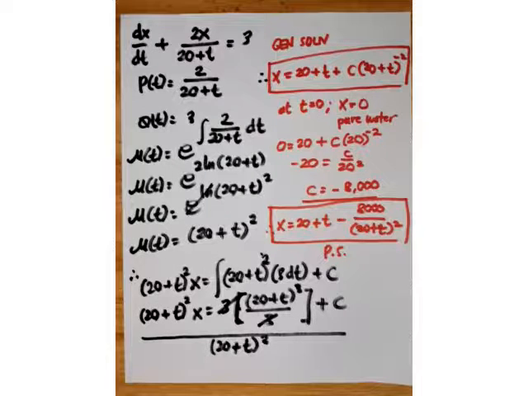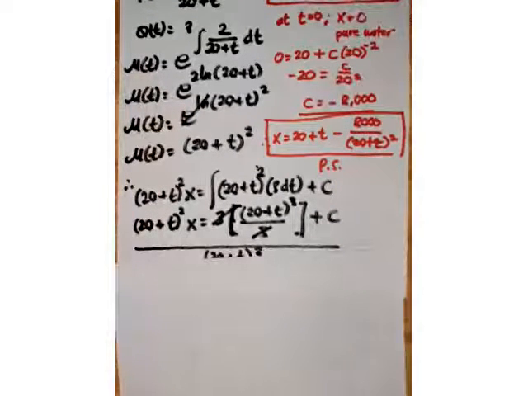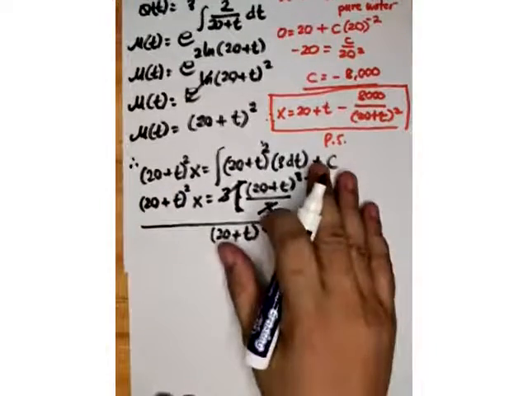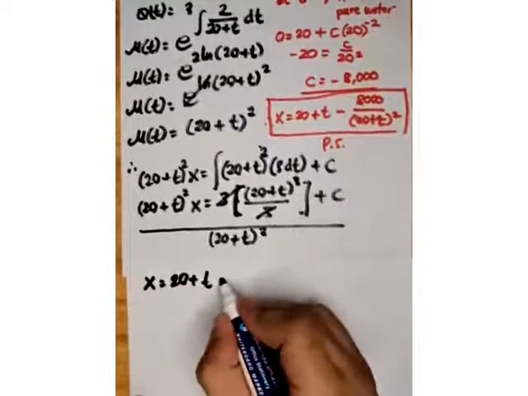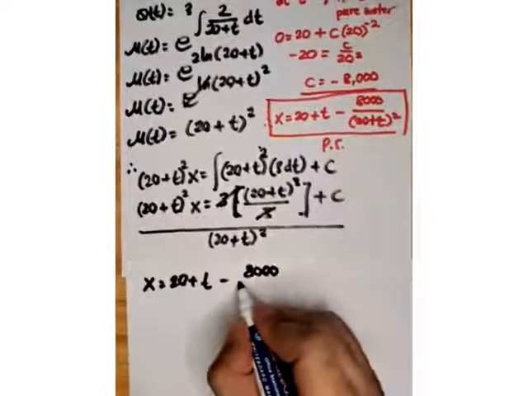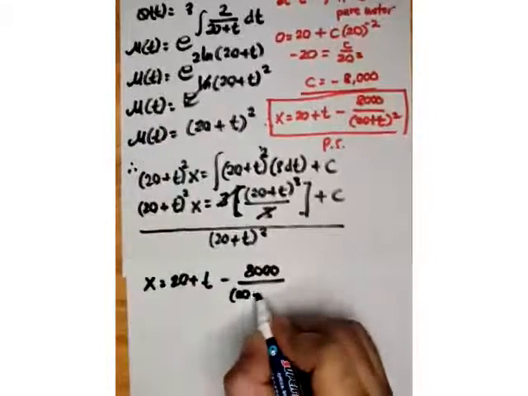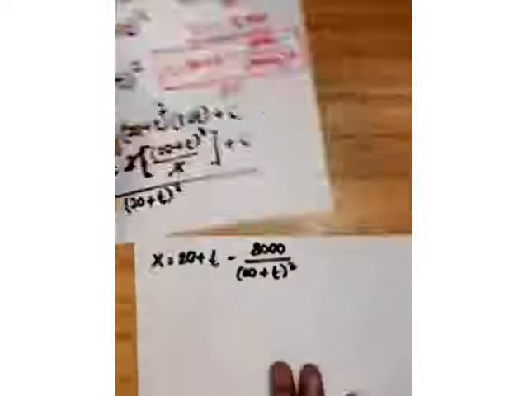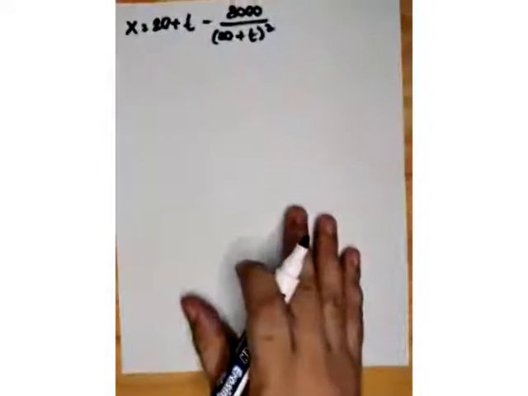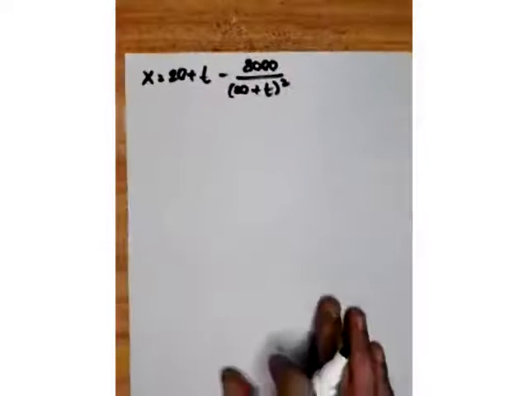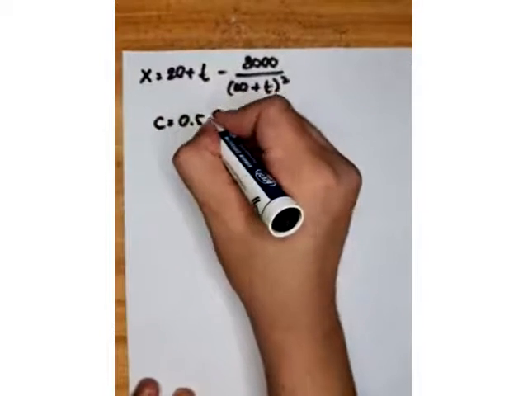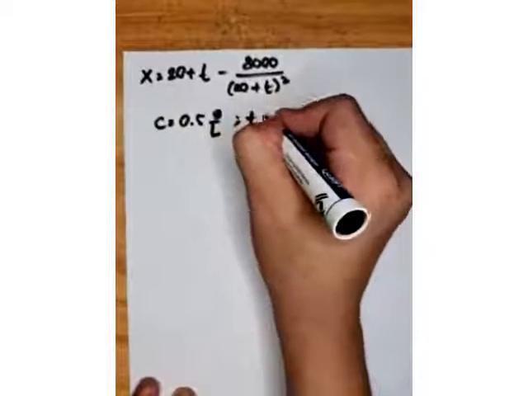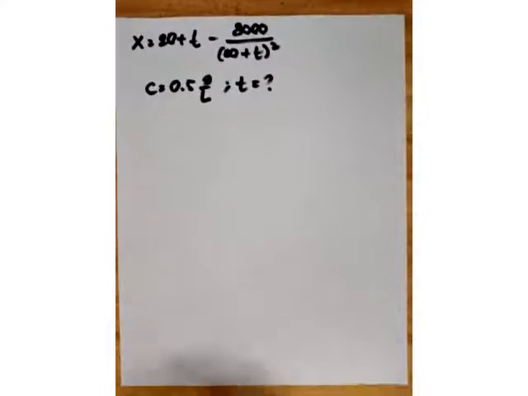Okay, finally, ang hinahanap natin, ito na. Meron tayo, x is equal to 20 plus t minus 8,000 over 20 plus t squared. Ang tanong ay, kung yung concentration ay 0.5 grams per liter, kailan ito mangyayari? Kailan ang concentration magiging 0.5 grams per liter?